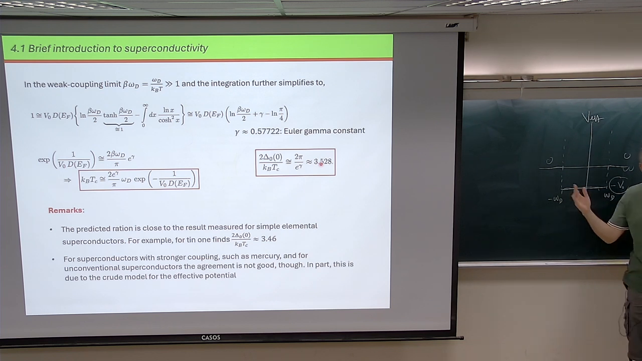This is a property of BCS superconductivity. How well does it work? Well, for some materials that fulfill the conditions that you are assuming here, which are quite a lot, it works pretty well. Like for the case of tin, for example. For tin, I think this ratio is 3.46, which is close to this 3.5, right?